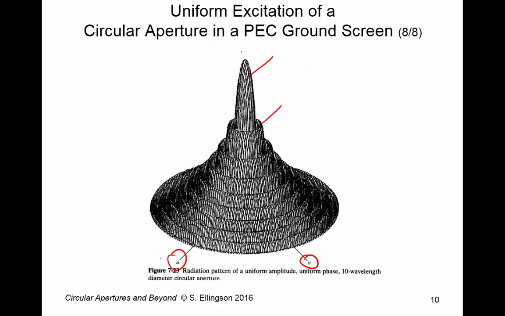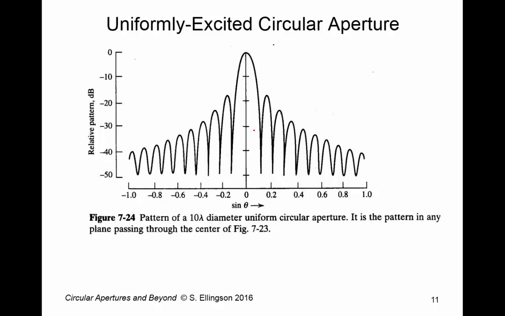However, what we'd like to do now is look at one cut through this thing. So for example, we could make a cut through this thing like this, that goes up and then comes back down the other side, and then plot that pattern. And we get this. So this is a cut through that diagram that we just showed. By the way, this is for a 10 lambda diameter uniform circular aperture. So that would be a equals 5 lambda.